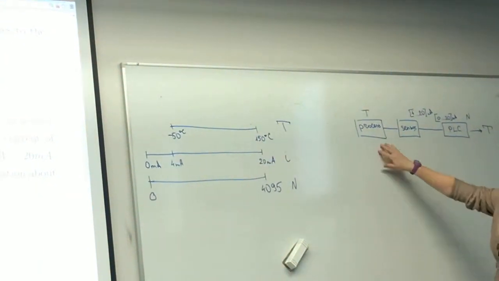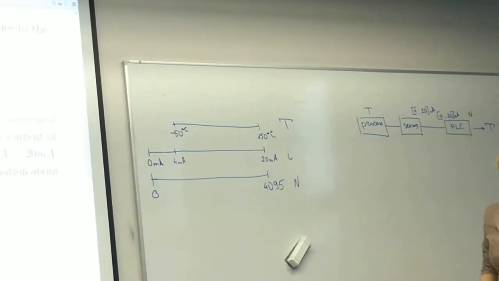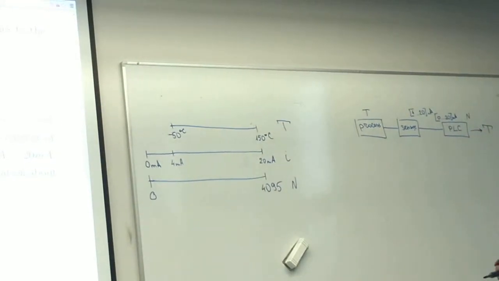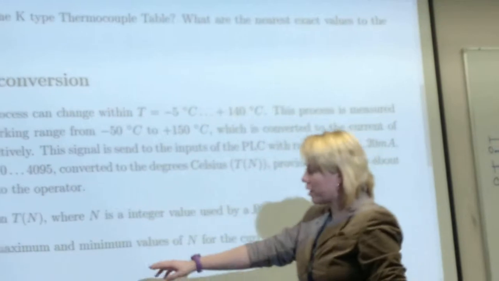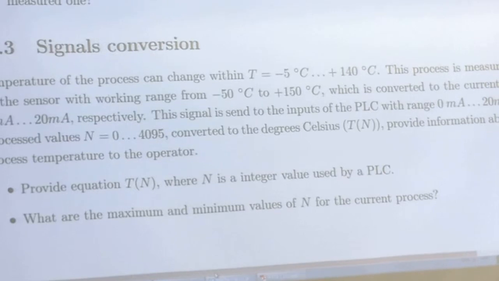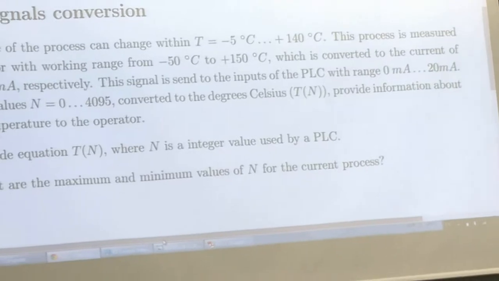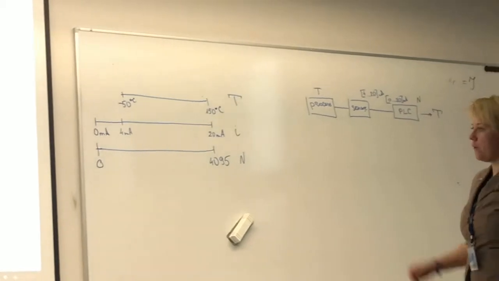So those numbers should be converted to temperature again. We have several conversions of the same signal in order to provide it the right way to the operator. So our question is: provide the equation of how temperature depends on the number n obtained by the PLC, and what are the minimum and maximum values for the current process.